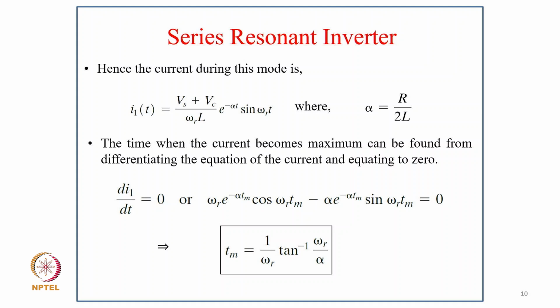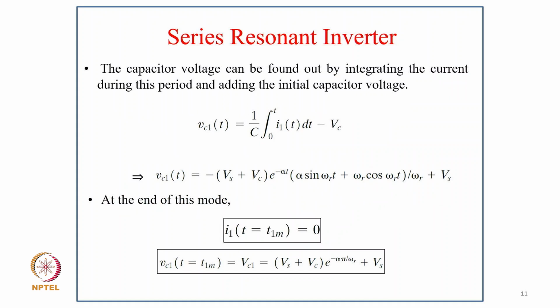The time when the current becomes maximum can be found by differentiating the equation of the current and equating to 0. So di1 upon dt equal to 0, or omega R e to the power minus alpha tm cos omega R tm minus alpha e to the power minus alpha tm sin omega R tm equal to 0, and from this we get tm equal to 1 upon omega R tan inverse of omega R upon alpha. The capacitor voltage can be found by integrating the current during this period and adding the initial capacitor voltage.